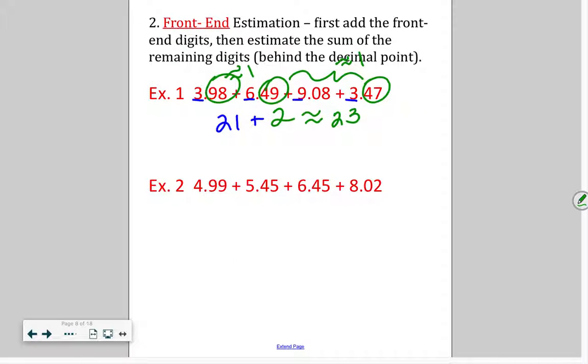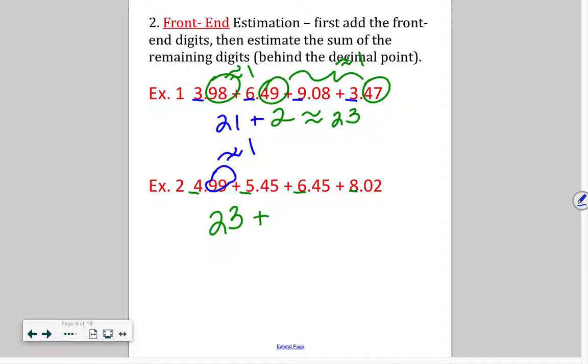Okay, so let's use front end estimation here. Again, front, add those front numbers together. What's 4 plus 5? 9. Plus 6? 15. 15 plus 8? 23. Now, the ends. What is 99/100 really close to on its own? 1. It's already close to about 1.